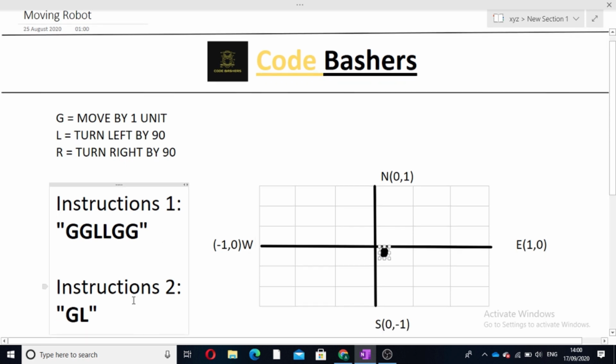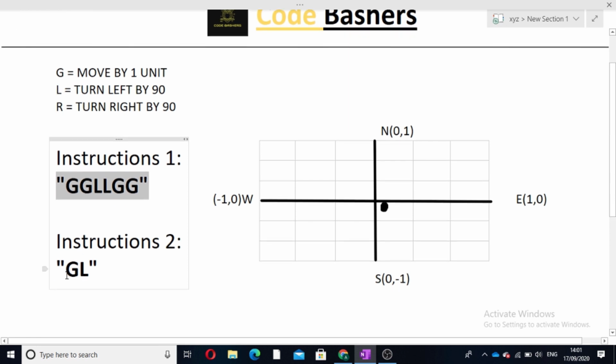Now let's look at instruction 2. We have to keep in mind that we can perform these set of instructions infinite many times. Like first we have performed this instruction, then again we have performed this instruction. So we have to make sure that robot covers circular path. Now second type of instruction is G, L. Robot is initially at 0, 0 and is facing north side.